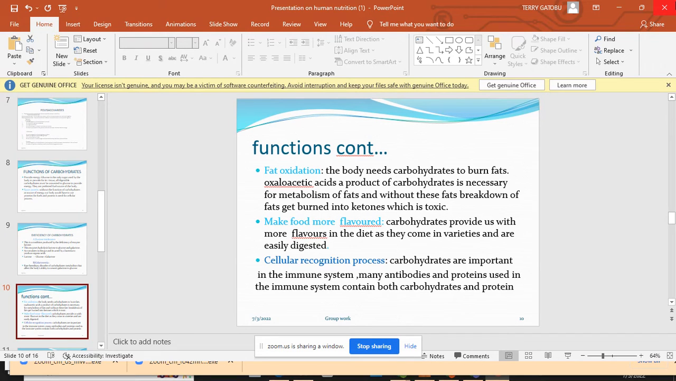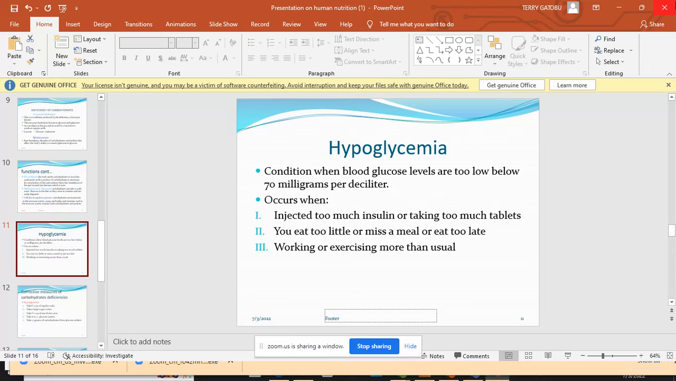Another one, we have make food more flavored. Carbohydrates provide us with more flavors in diets as they come in varieties and are easily digested. Another function is cellular recognition process. Carbohydrates are important in the human system. Many antibodies and proteins used in the immune system contain both carbohydrates and proteins.